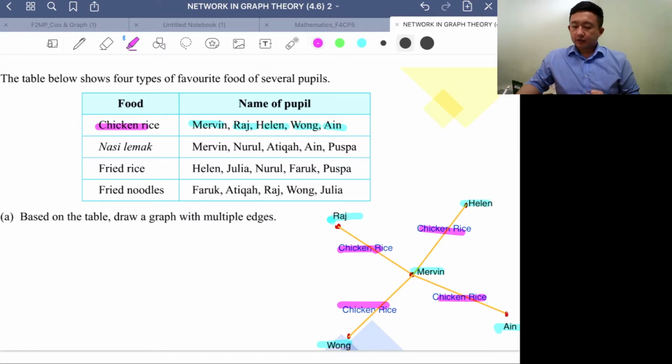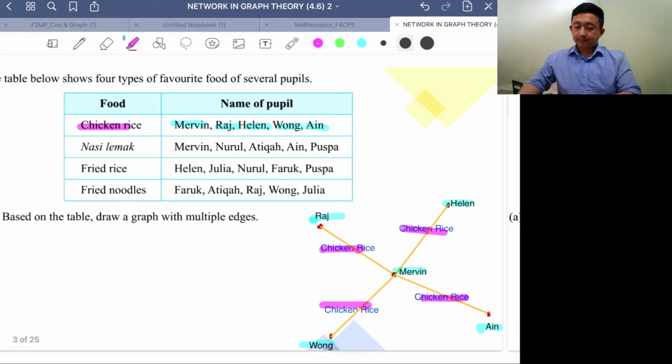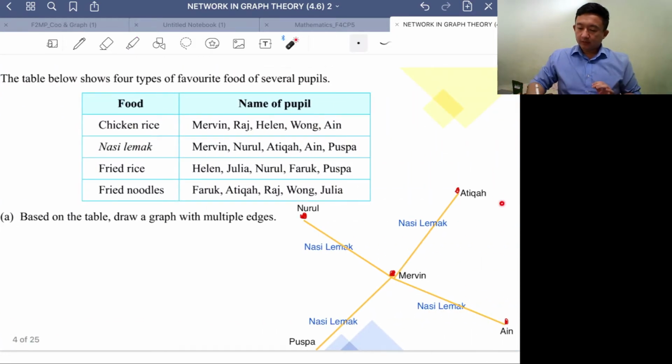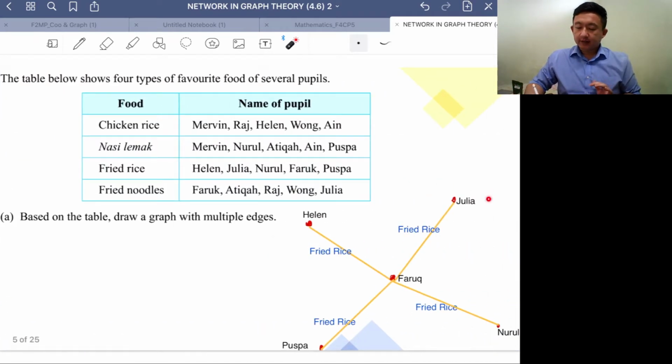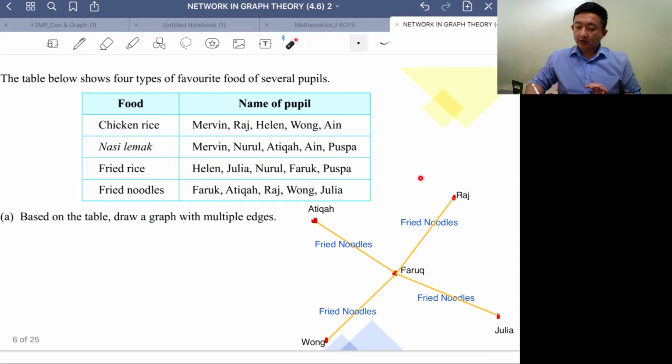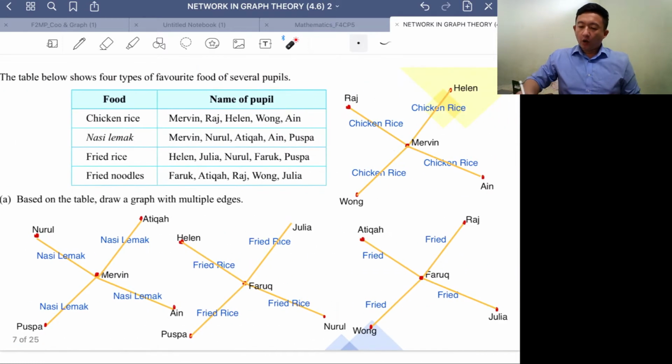Am I right? So if I do this for nasi lemak, the same kind of graph for nasi lemak, and I do the same kind of thing for fried rice, and I do the same kind of thing for fried noodles, still student as vertices, then overall I will have something like this.